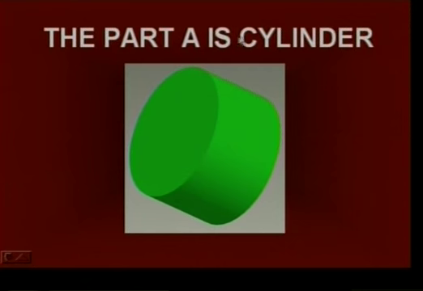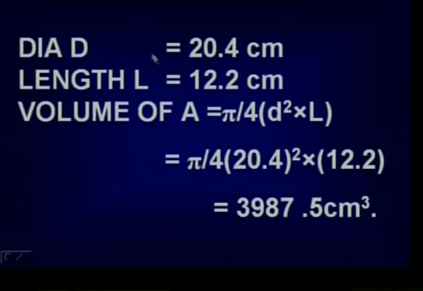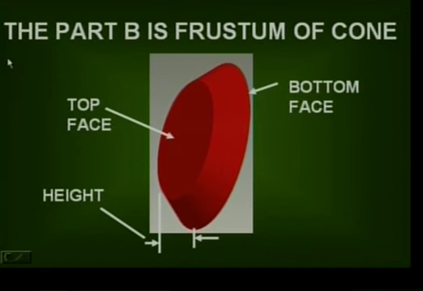The part A is a cylinder, its isometric view is shown here. The diameter of cylinder is 20.4 centimeters, length of cylinder is 12.2 centimeters, volume A is equal to pi by 4 d square L. By substituting D and L values, the resultant value is 3987.5 cm cubed.